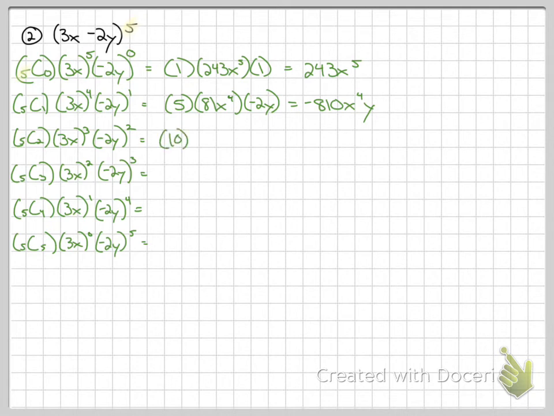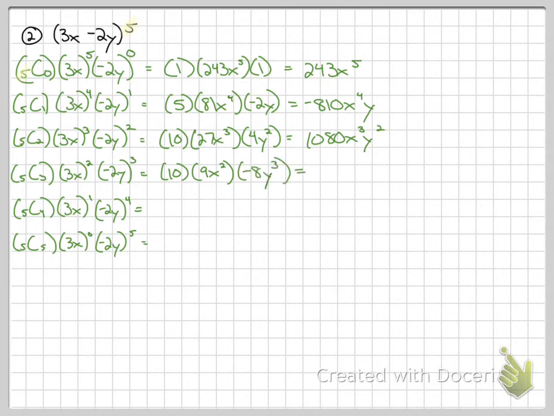5c2 is 10. 3 cubed is 27x cubed. Negative 2y squared becomes positive 4y squared. 10 times 27 times 4 is 1080 x cubed y squared. I'm using a calculator to multiply, by the way. 5c3, you're back at repeating the 10. 3 squared, 9x squared. Negative 2 cubed is negative 8y cubed. 10 times 9 times negative 8 is negative 720x squared y cubed.